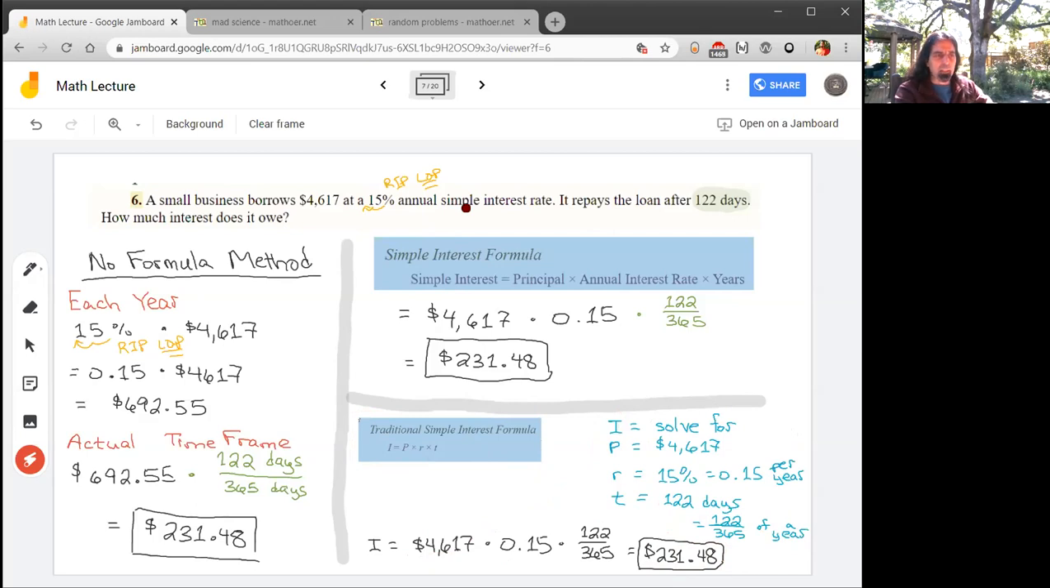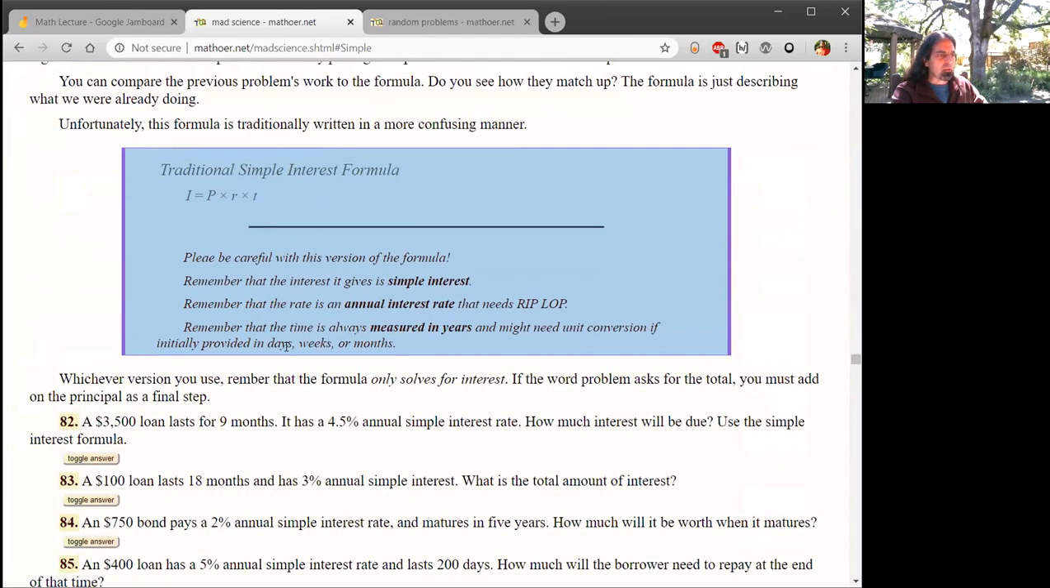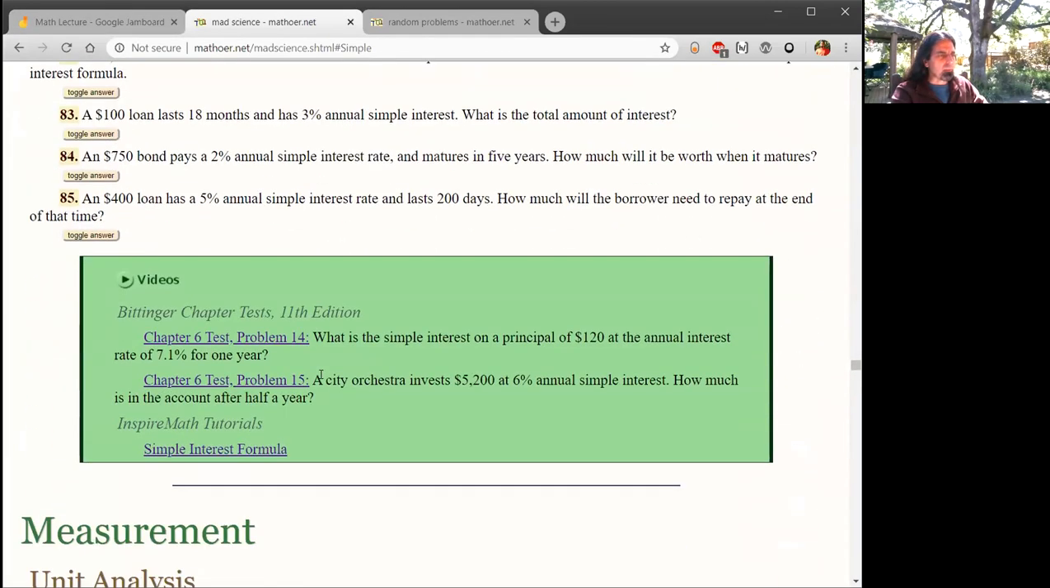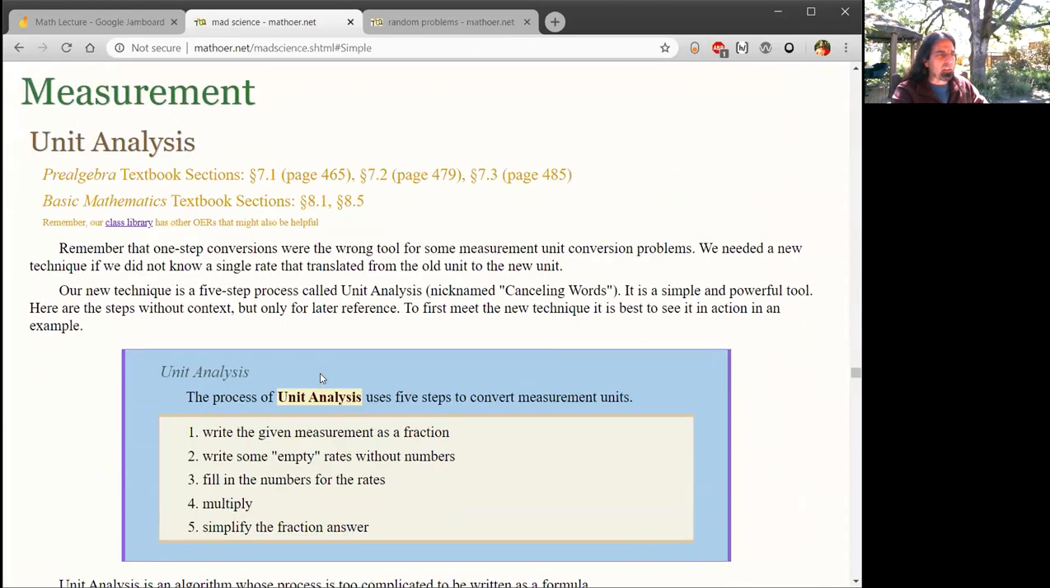Questions on any of that? No questions. Okay, well, let's see where we are. So there's the reminders about that. There's more example problems, but we did ours, and we're on to measurement.